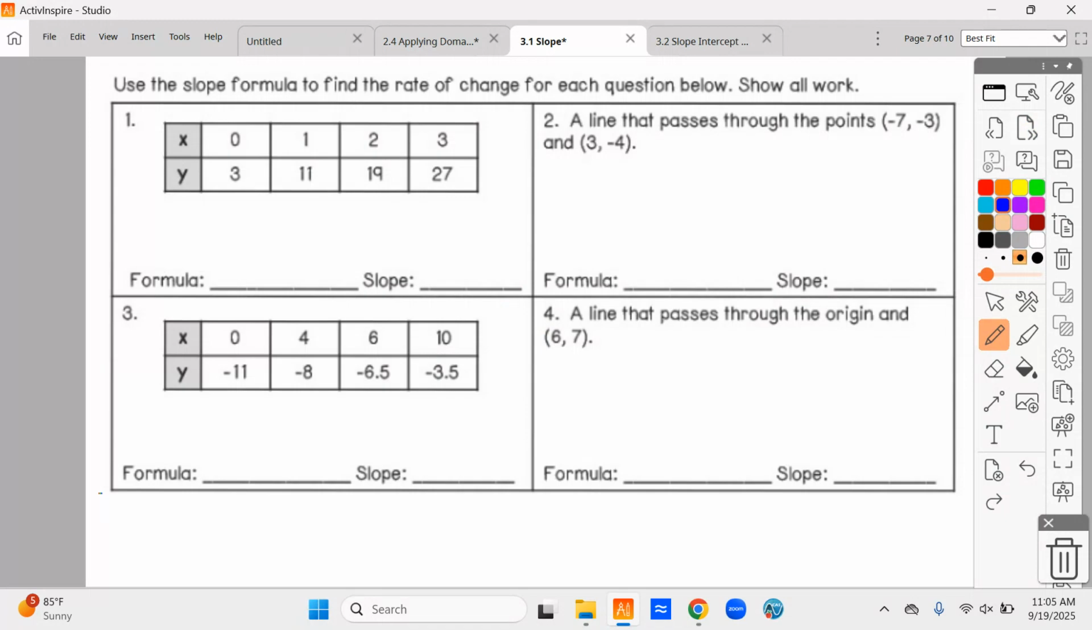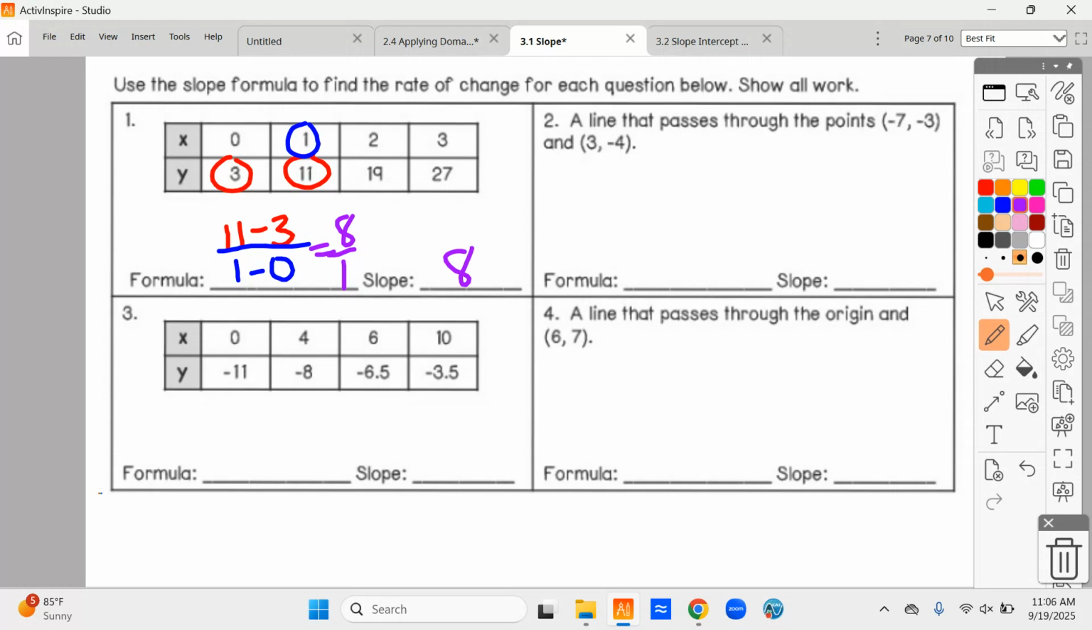So I'm going to be looking at my y values, 11 and 3. So I'm going to do y2 minus y1. And I want to go 11 minus 3 because 11 is larger, so I'm not going to get a negative number. But if I start with 11, I need to also start with 1, the correlating x value, minus 0. So this would simplify to 8 over 1. So rise over run, which would simplify to 8.